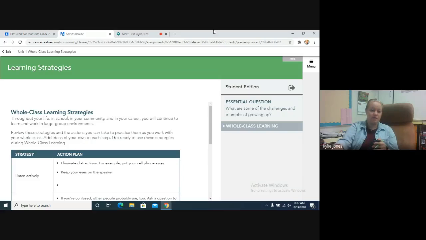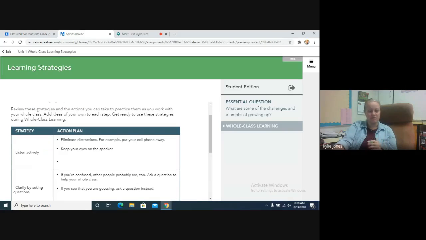So it says, throughout your life, in school, in your community, and in your career, you will continue to learn and work in large group environments. So kind of no matter where you go, whether you go to college, whether you go directly into your career, you're always going to be working with other people. And these are just some good strategies to practice now as you're growing up to be able to interact well with people in those big, multi-people environments.